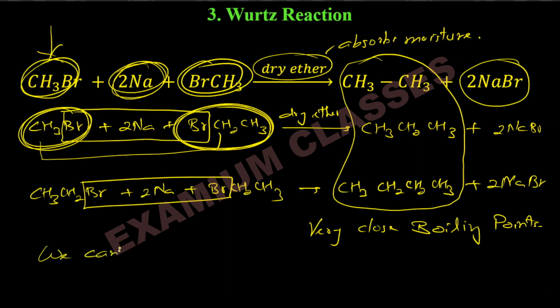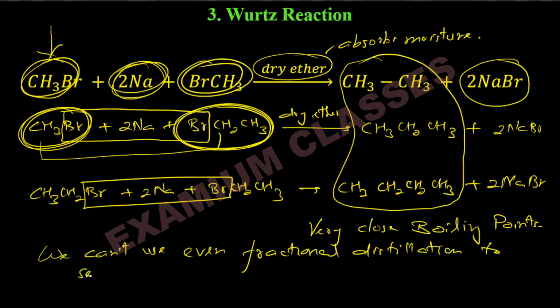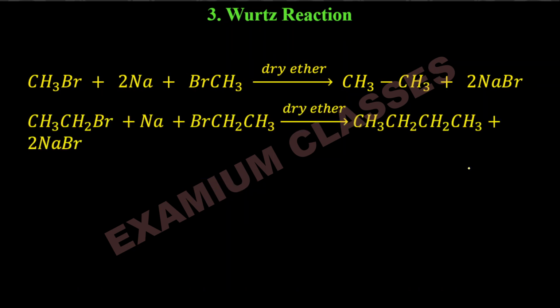We can't use even fractional distillation to separate these compounds. So that's why Wurtz reaction cannot be used to prepare odd numbered carbon alkanes. If we have ethyl bromide, then obviously I have already told you butane will be produced.